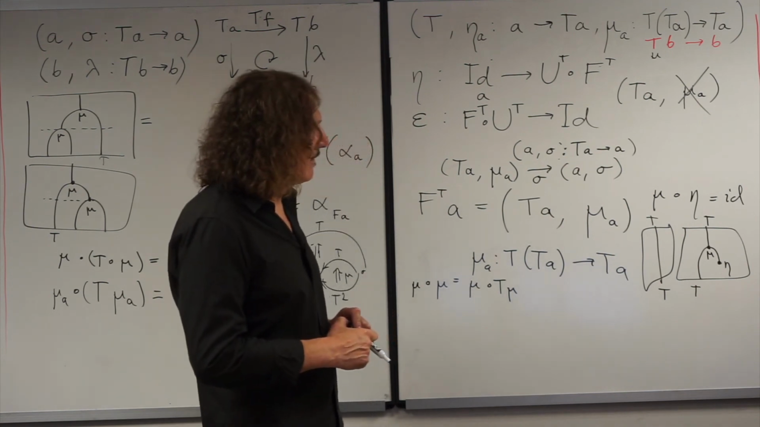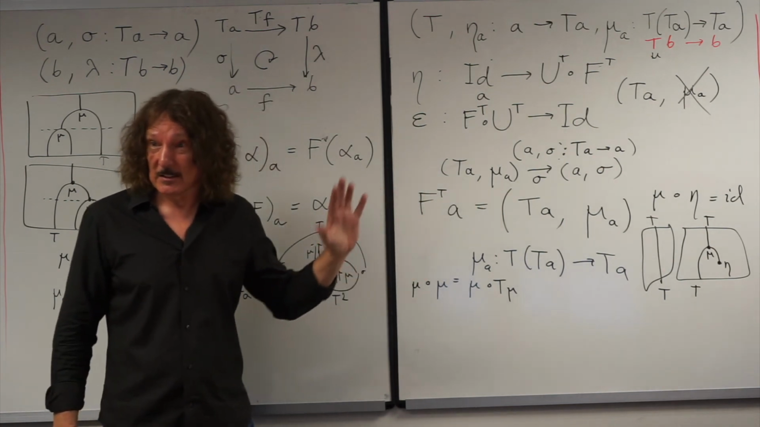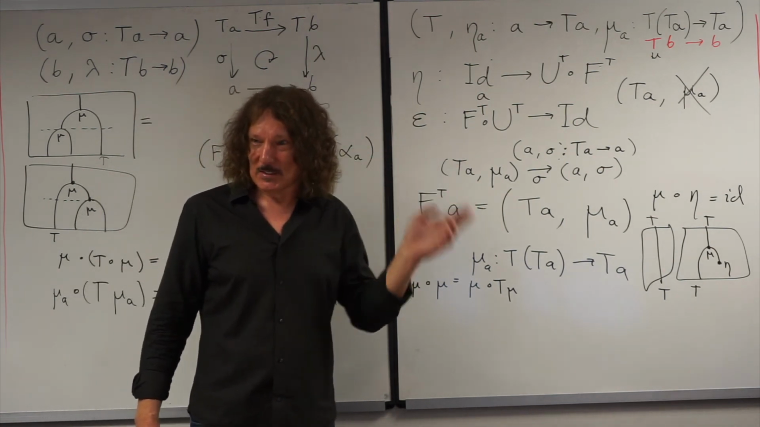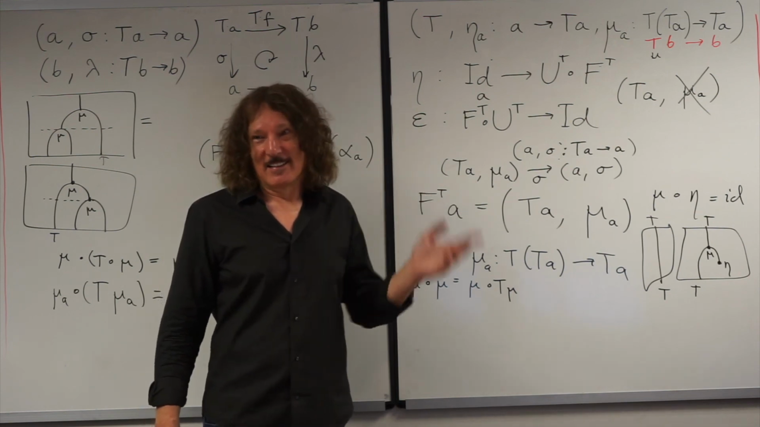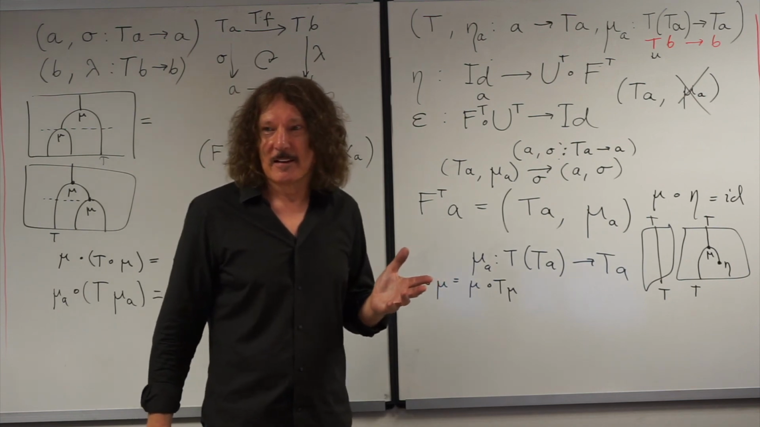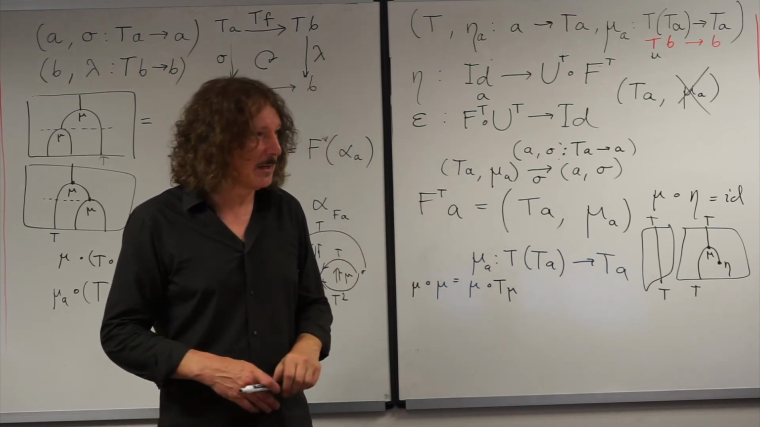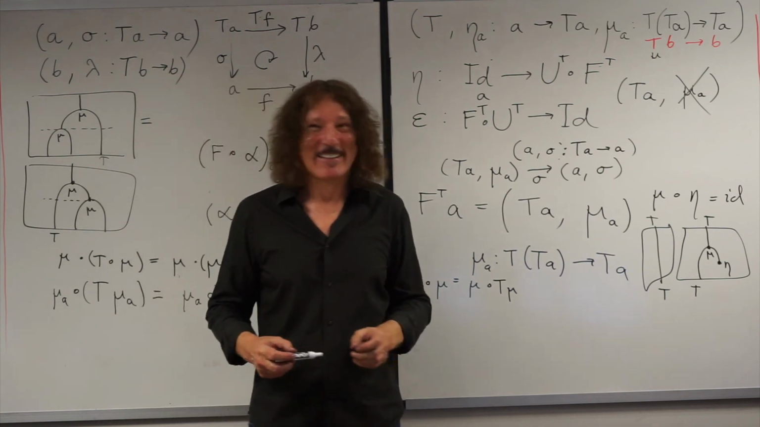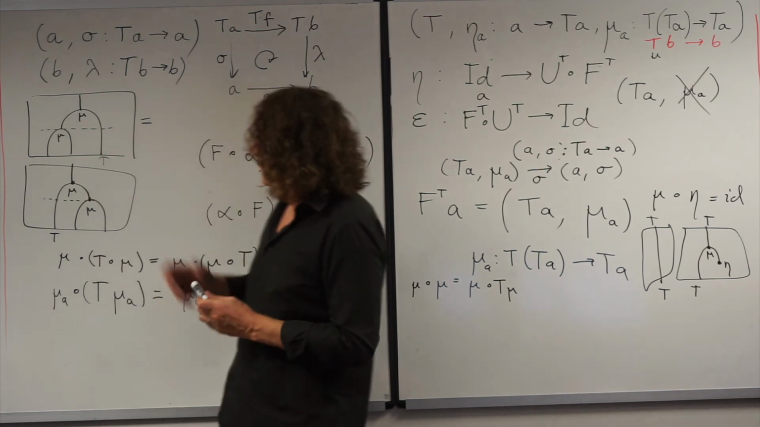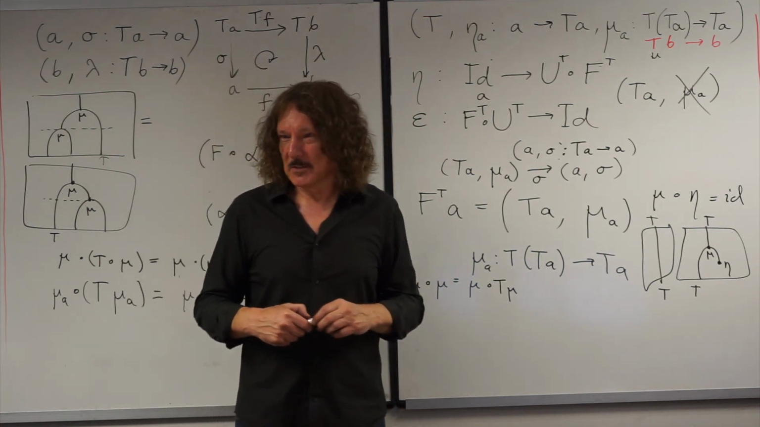Now, of course, in order to prove that this is actually an adjunction, I would have to prove the snake identities for unit and co-unit, otherwise known as triangle identities. I will leave this as homework. You have all the tools to actually do this. You know how to compose natural transformations.